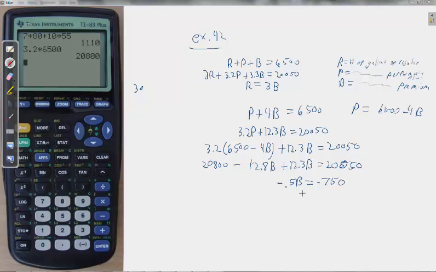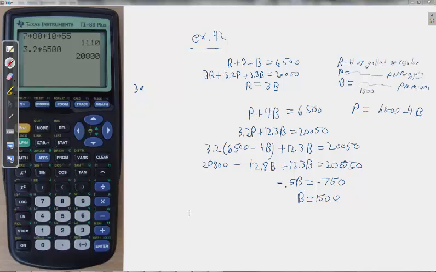And then divide by negative 0.5, that's the same thing as multiplying by 2. Dividing by 0.5 is the same thing as multiplying by 2, because dividing by 1/2, take the reciprocal and multiply. So B equals 1,500. So is that reasonable? We have 6,500 gallons. Yeah, that seems reasonable. So B equals 1,500.